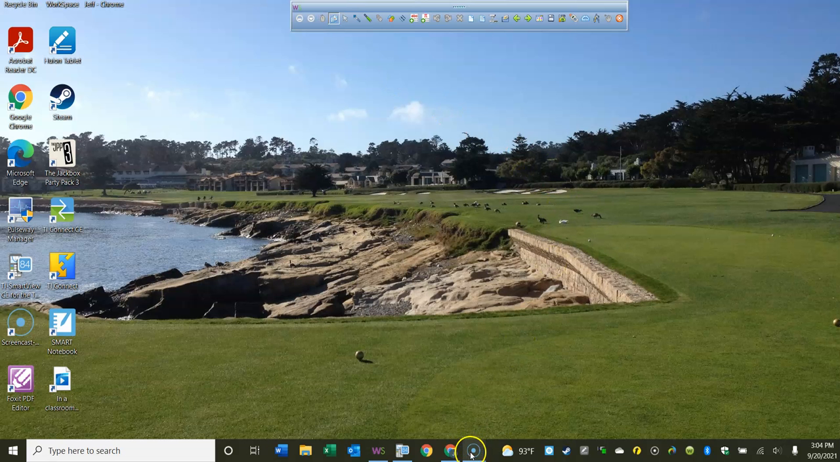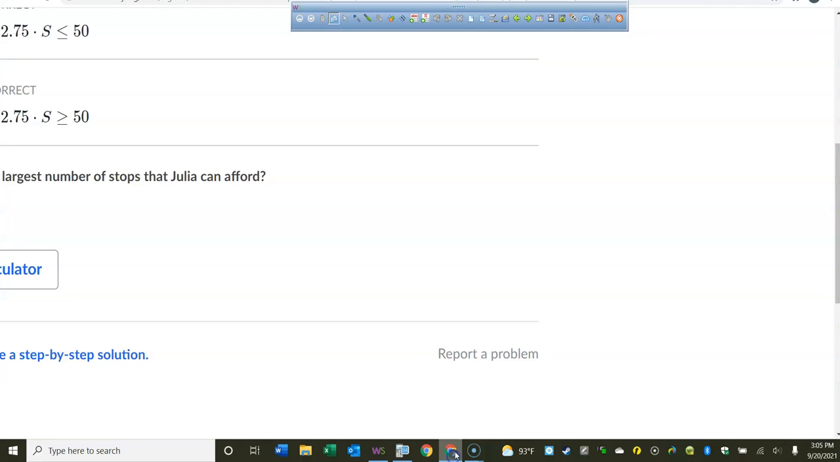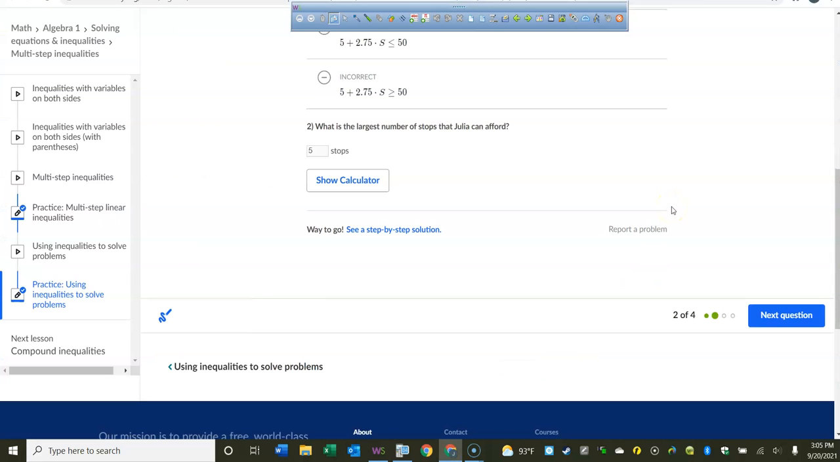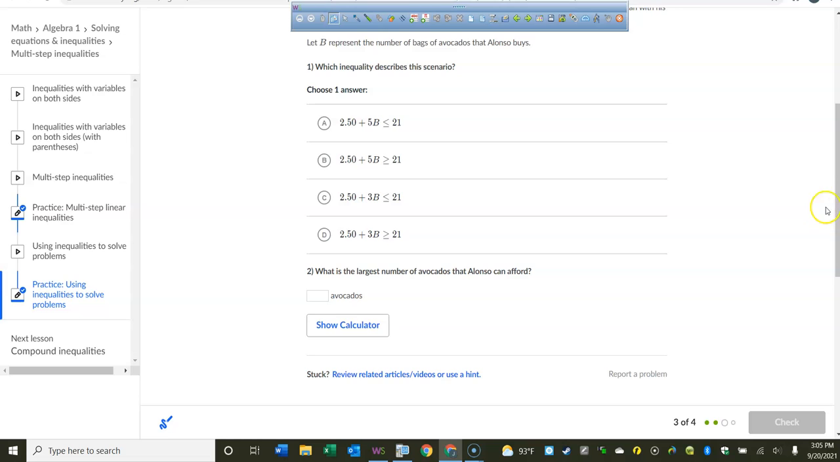All right, let's see what our next one is. Oh, there's Pebble Beach. Hold on, let me see here. Next problem. Let me zoom out. Next question. Here we go.